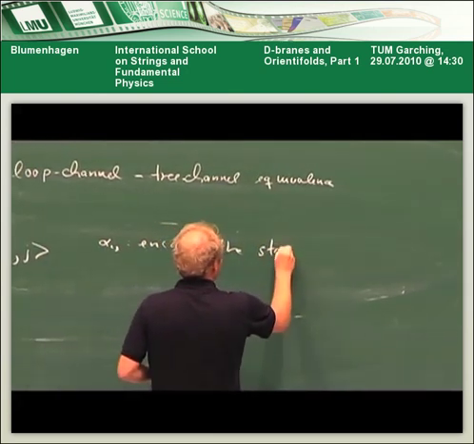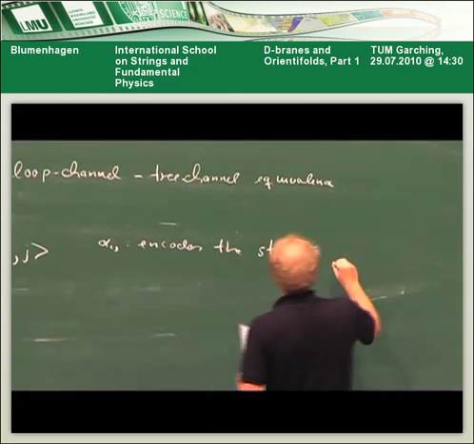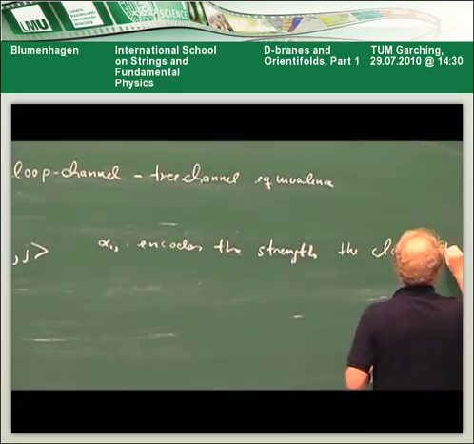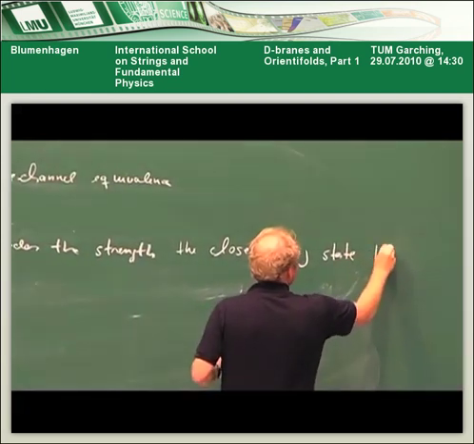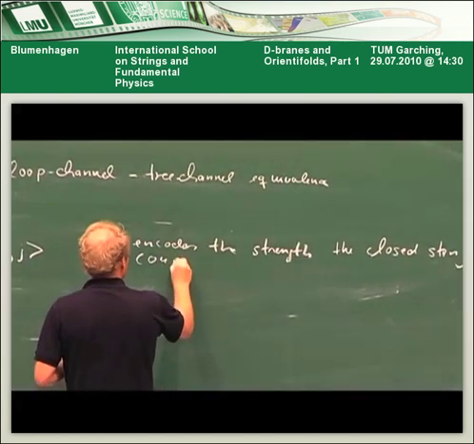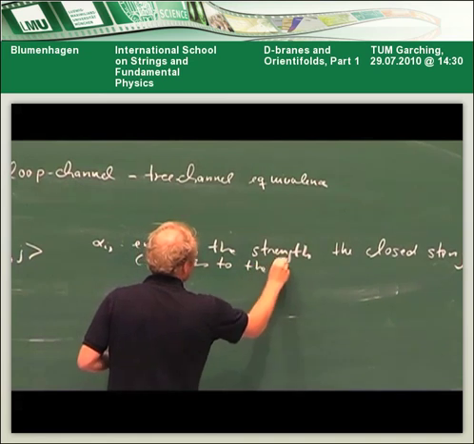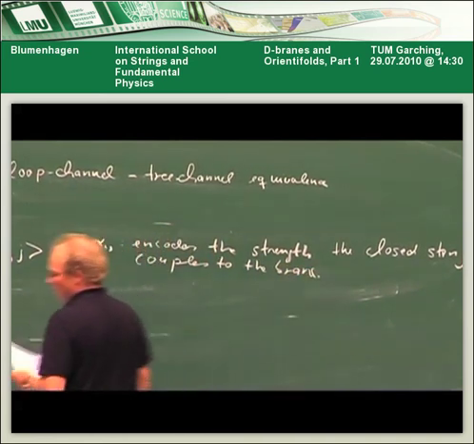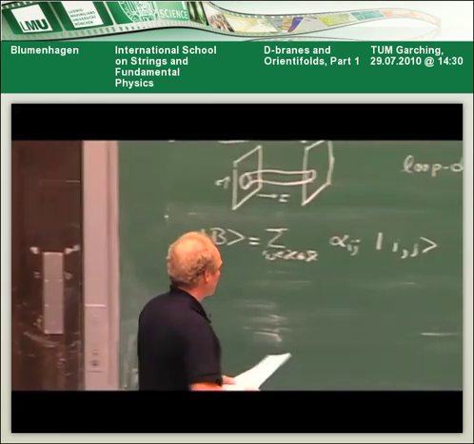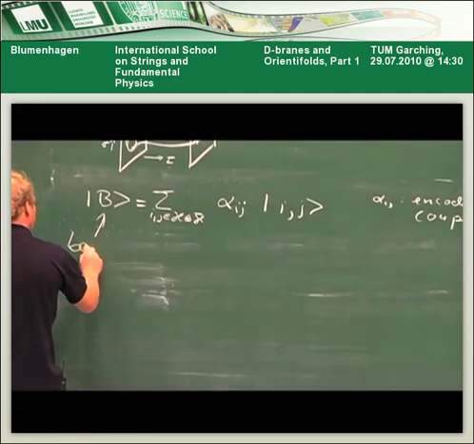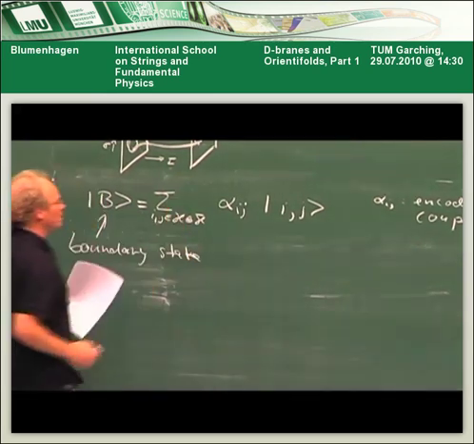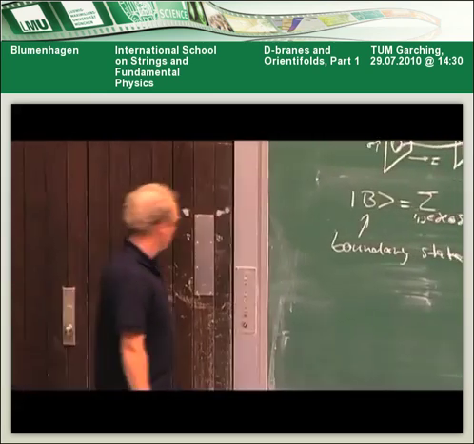So where this alpha encodes, or is a measure of, the strength with which the closed string state ij couples to the brane. And this thing is called a boundary state, and is the closed string CFT analog or description of a D-brane.